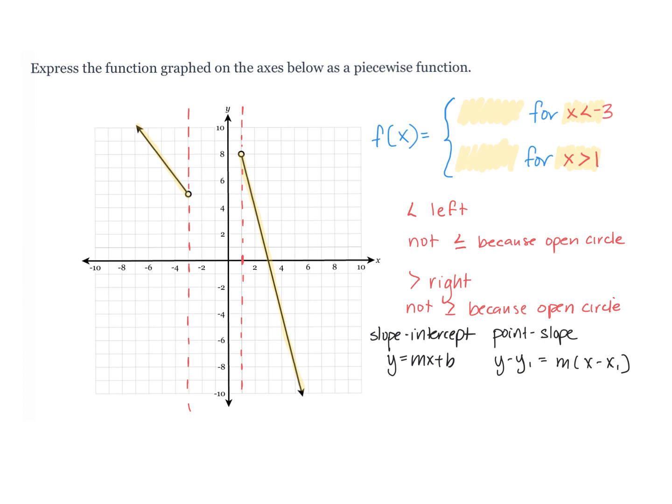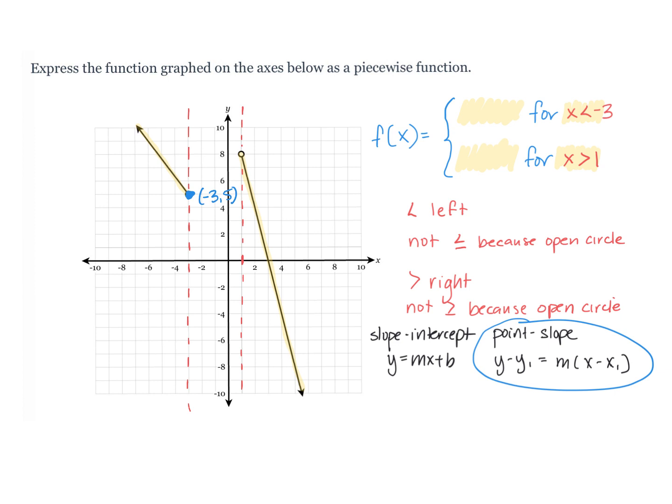And we can't see the y-intercept in either of these lines. So we are going to use the point slope form to find the equation for both of these lines. So let's start with the line on the left. We need a point on the line. Any point on the line will do. So let's just choose the most obvious one, which is going to be this point here, (-3, 5).